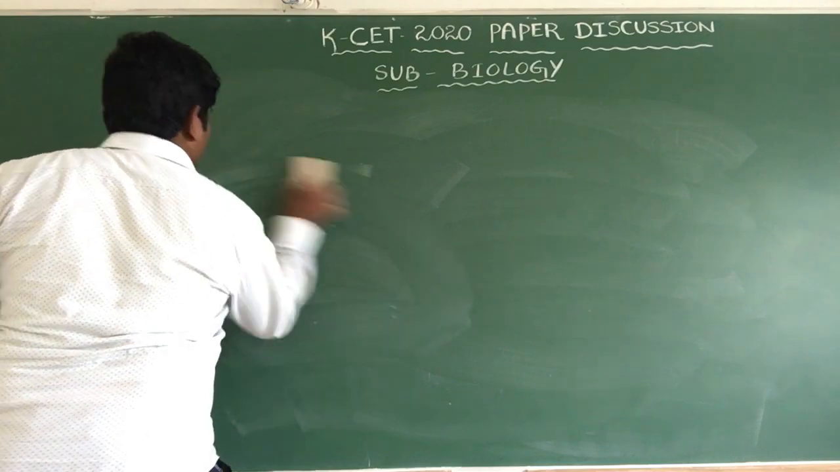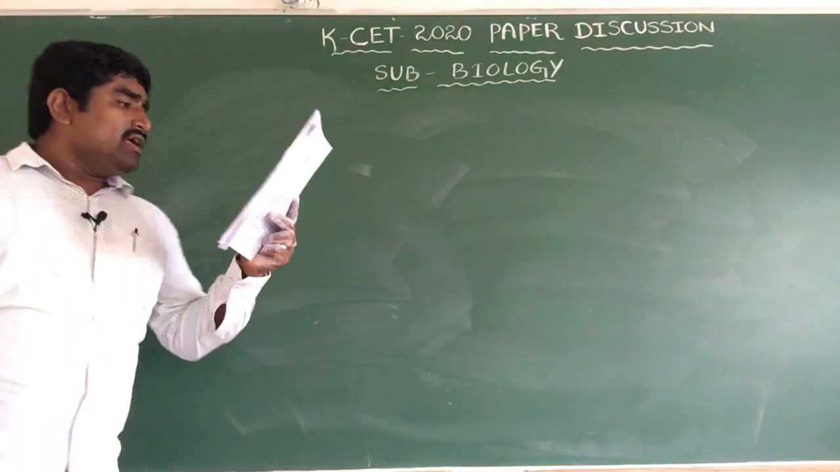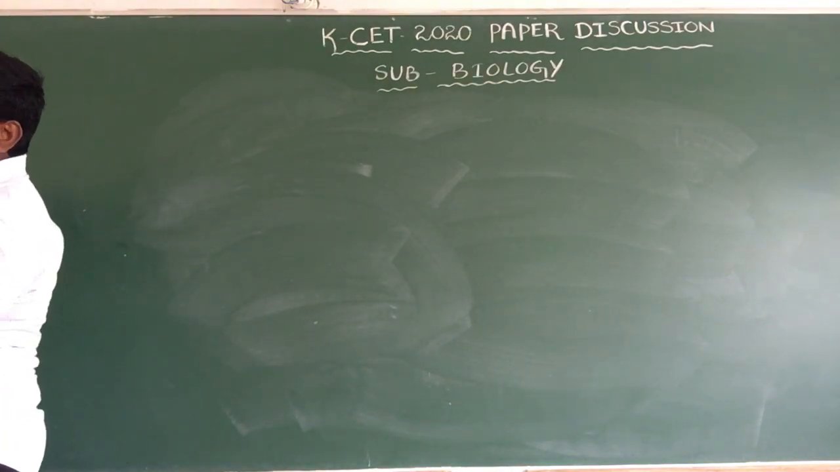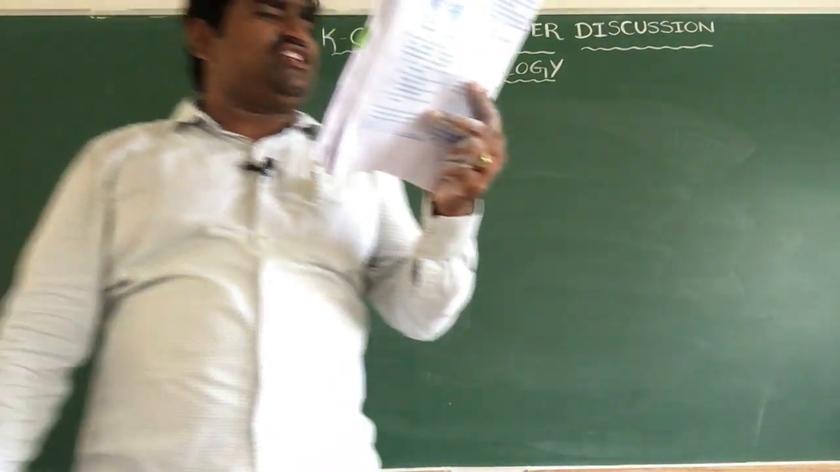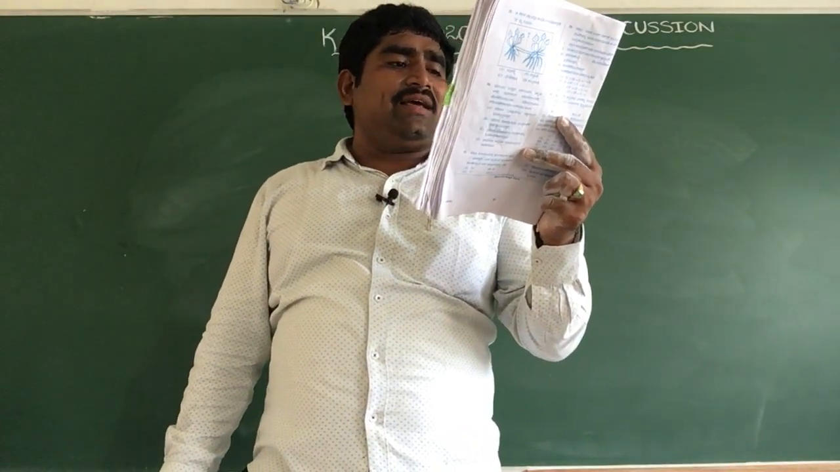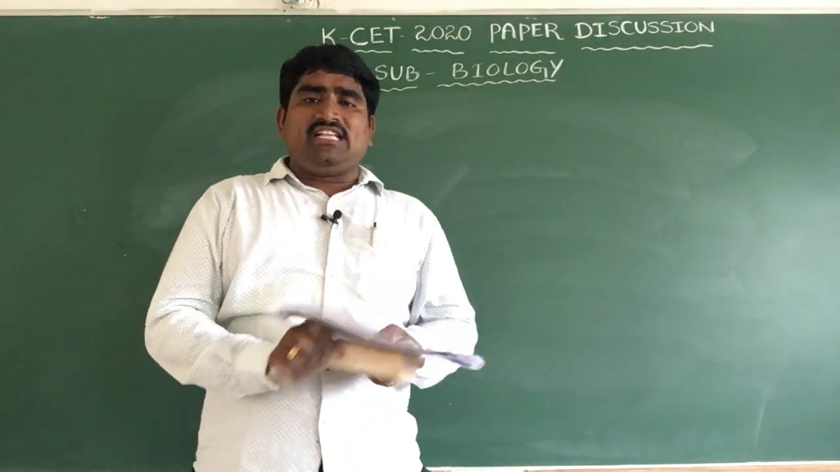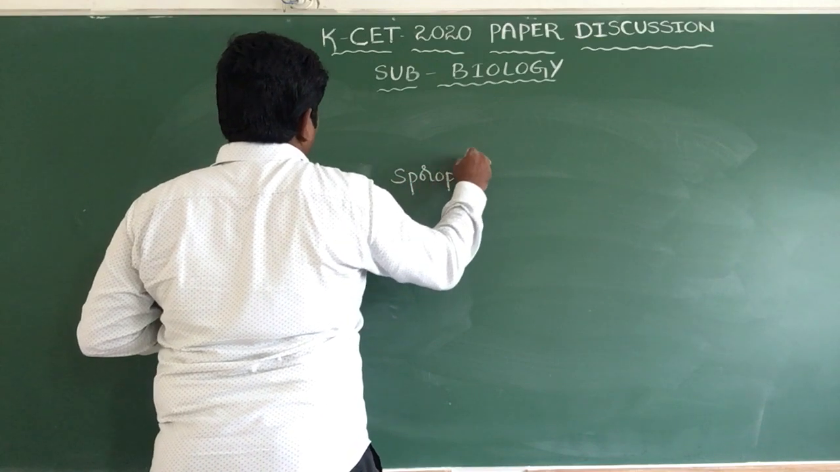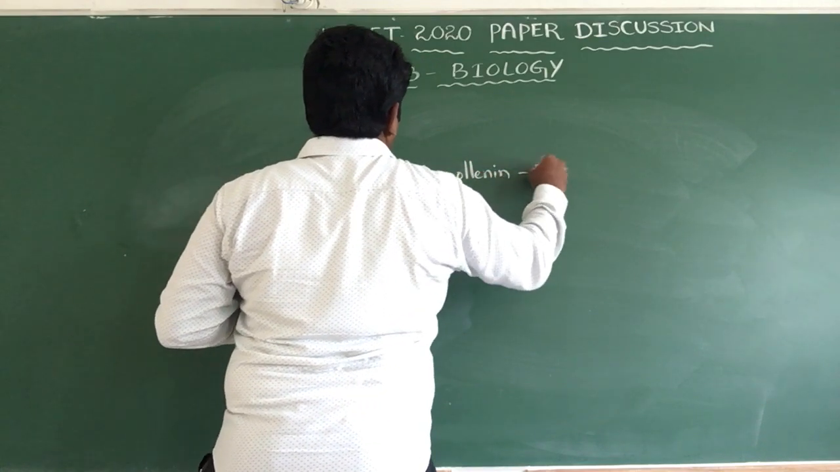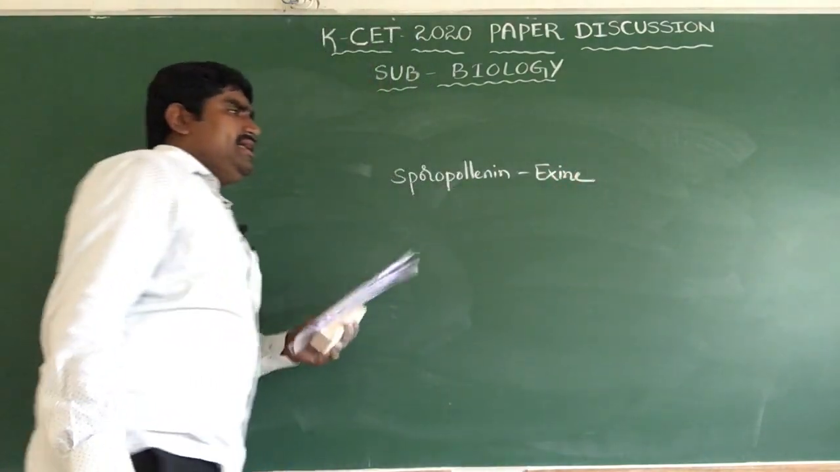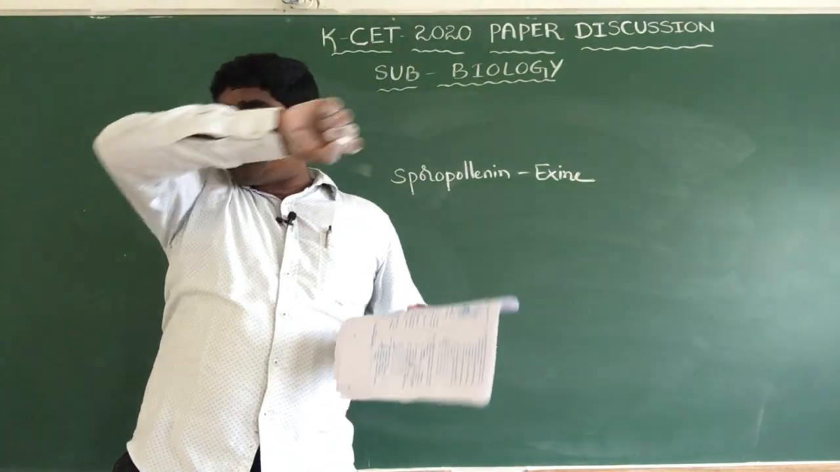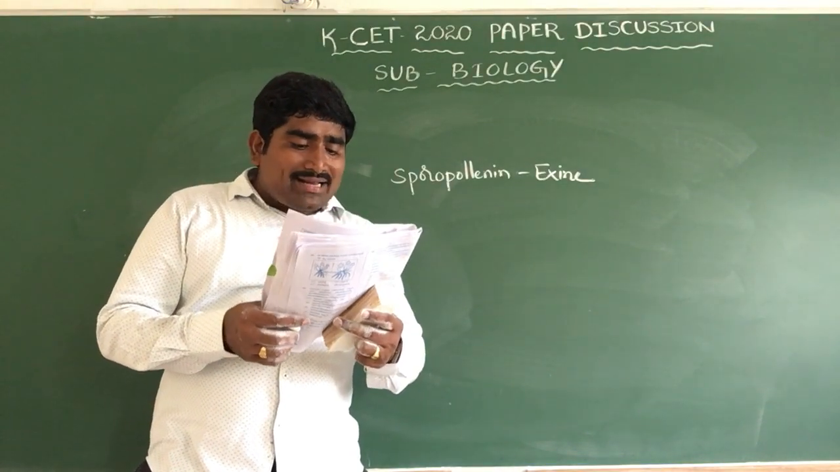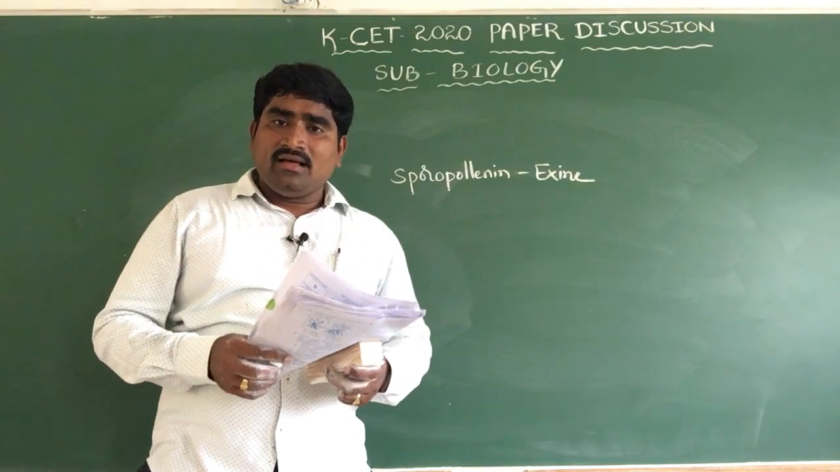The next one is: during the excavation of soil, pollen fossils were retrieved from the deepest layers of the soil. These pollen grains remained as fossils because we know sporopollenin is present in the exine. It prevents decomposition of pollen grains. Now let us see. The exine of pollen grains is highly resistant to enzyme action.